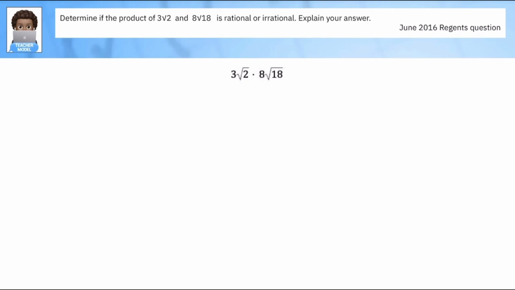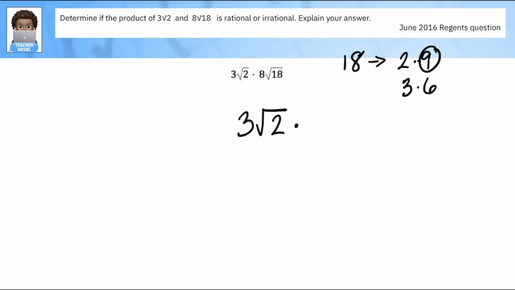We have 3 square root 2 times 8 square root 18. So I'm actually going to find the factors of 18. So I have 2 times 9, 9 is square, and 3 times 6, that doesn't work. So I'm going to use 2 times 9. So 3 square root 2 times 8 times square root of 9 times 2. And let's see, square. So I have separating these two.